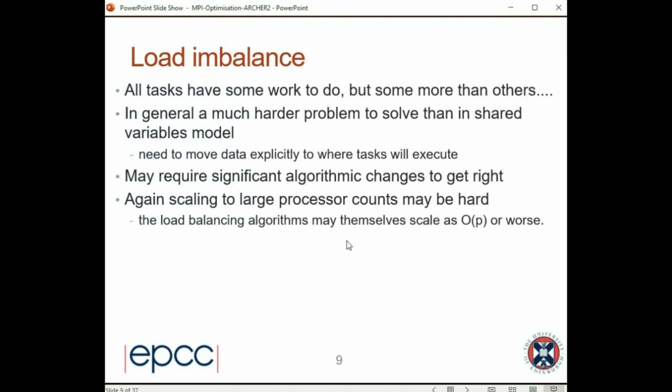And so there's a huge overhead to doing dynamic load balancing. You need to move the data explicitly to where the task will execute. This may require a lot of algorithmic changes. And actually, the load balancing algorithms may take twice as long for twice as many processes. So actually, load balancing itself can be very expensive.